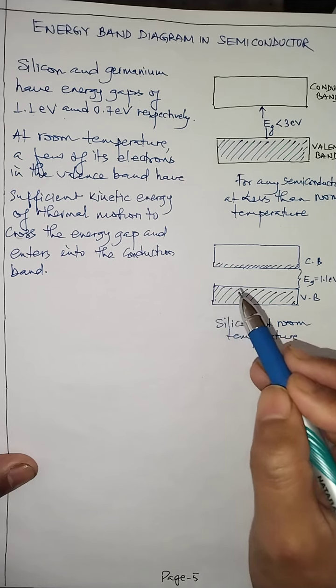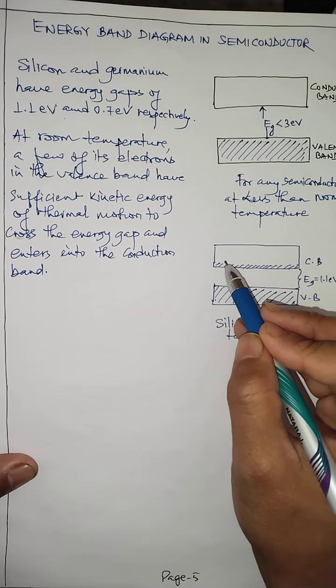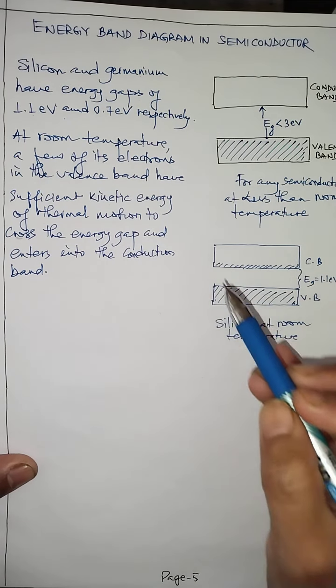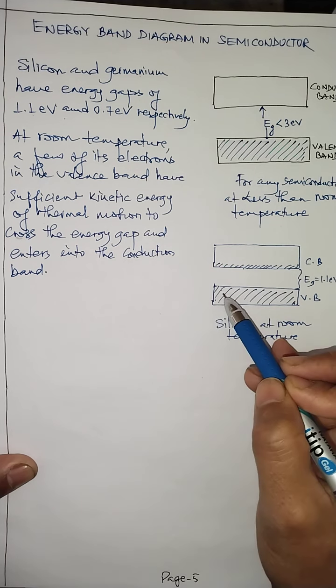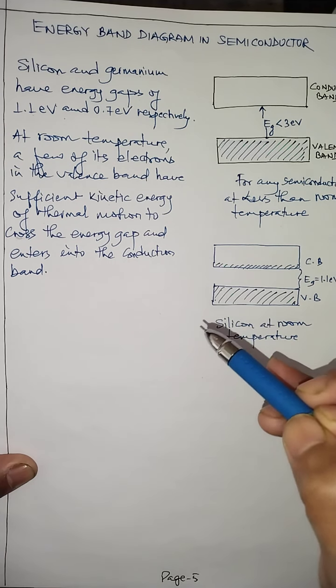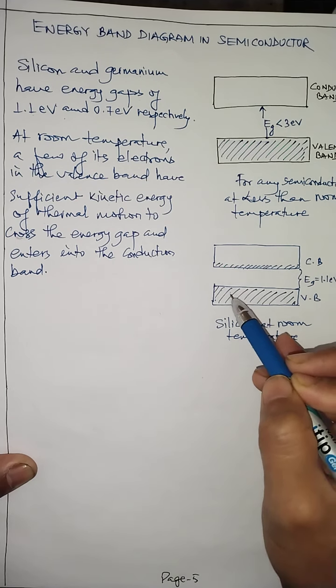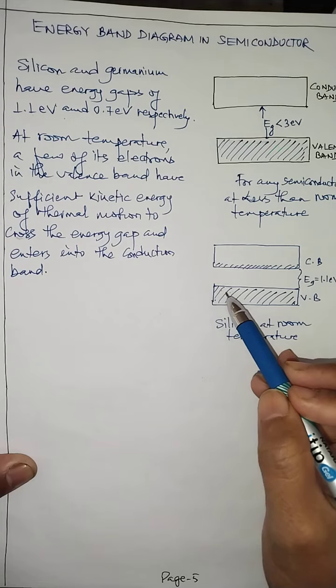That means very few of the electrons can move from the valence band to the conduction band by getting a sufficient amount of kinetic energy, so that the energy received by the electron from the valence band is more than the energy gap, and they can cross from the valence band to the conduction band. This occurs at room temperature.